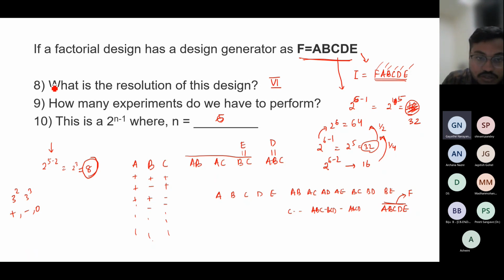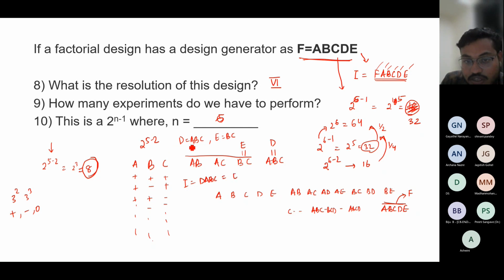In this case, which is 2^5 - 2, we have design generator D is equal to ABC, and also E is equal to BC. So the design generator I here will be DABC is equal to EBC. Since EBC is the smaller one, which has 3 terms, the resolution of this whole design is 3. So it is a resolution 3 design, not a resolution 4 design, because we take the minimum. Whatever substitutions and multiplications you make, the minimum term will always have 6 terms.